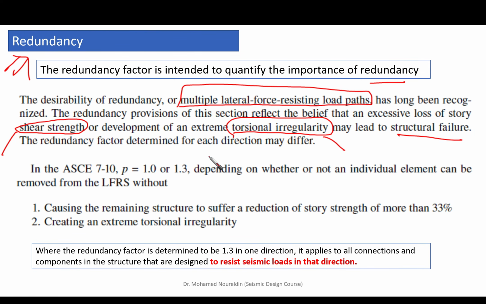So how can we control this? In ASCE, there is a redundancy factor, which is going to take one of two values, 1 or 1.3. If the system has redundancy, but we have some members that are carrying more than 33% of the shear strength, then we are going to be afraid. So we are going to design all other components with extra horizontal load by 30%.